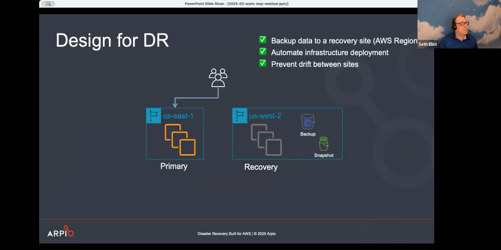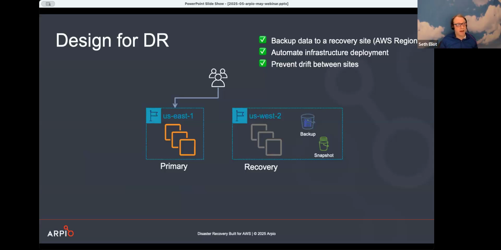So in terms of the design for disaster recovery, you need to have the ability to recover in another location. And when we're talking about AWS, we're going to be thinking about recovering in another AWS region. You're going to have to back up your data there. You're going to have to automate your ability to bring up your infrastructure, your security principles, and your networking there. And you want to prevent drift between those sites.